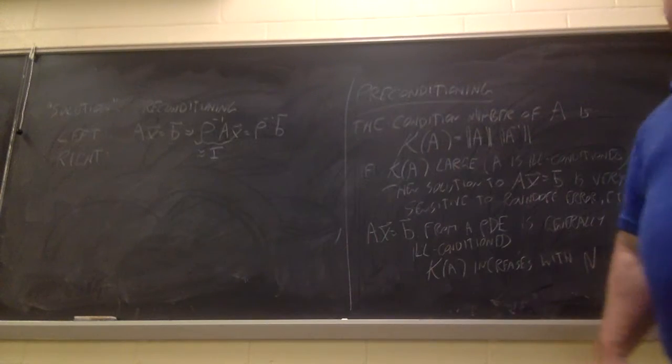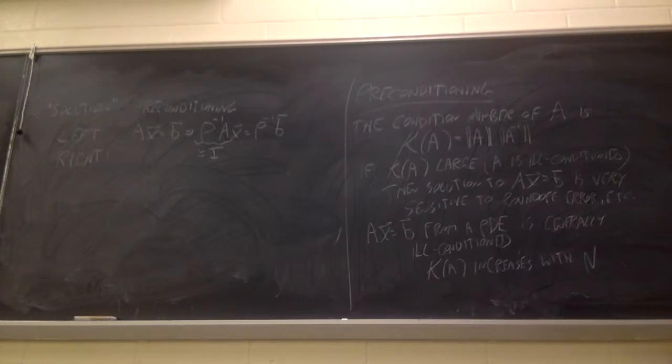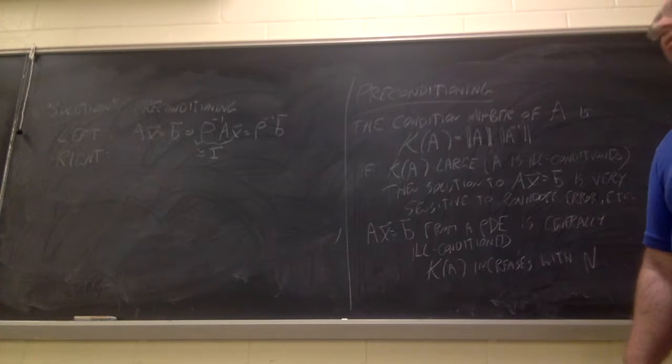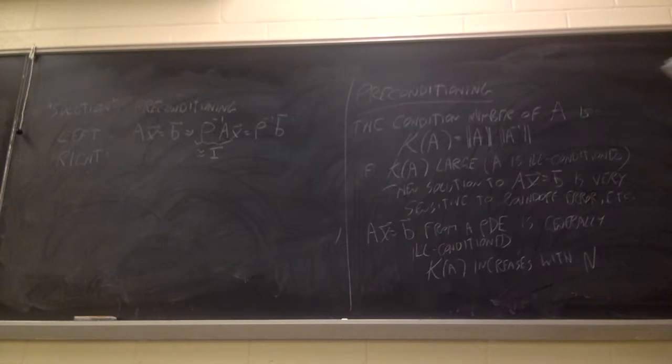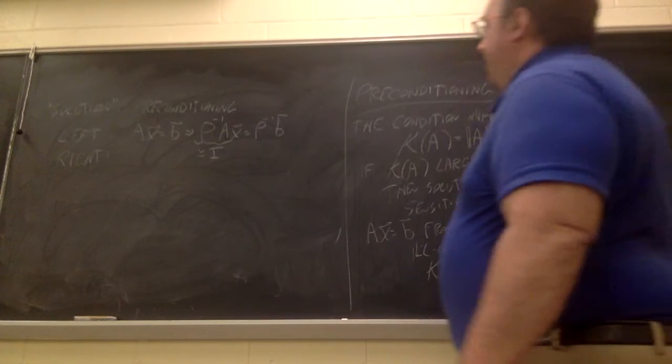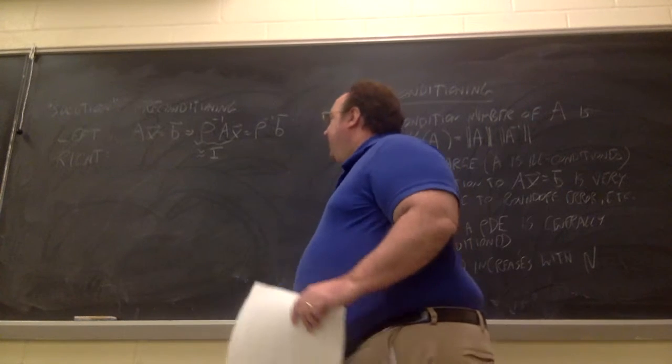Identity is a matrix whose condition number is 1. That's the smallest a condition number can be. So identity is perfectly conditioned. Orthogonal matrices are also perfectly conditioned. So we try to achieve that.